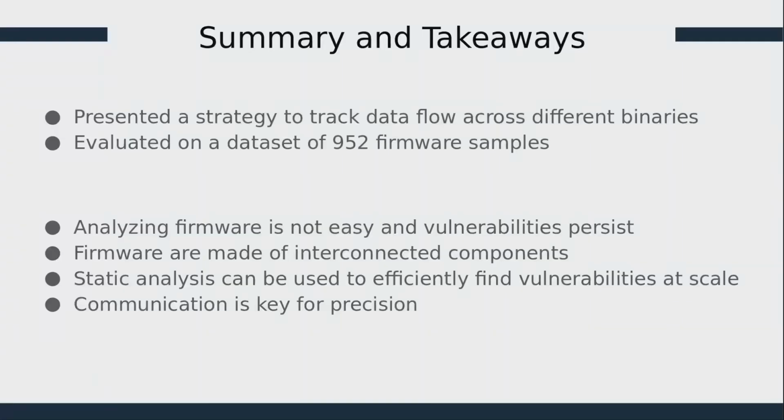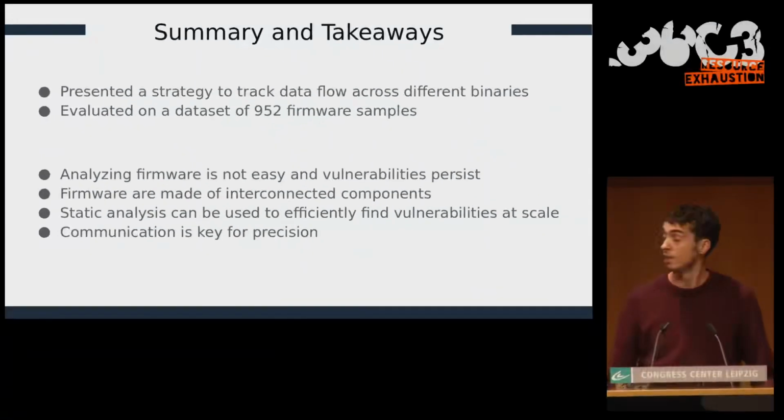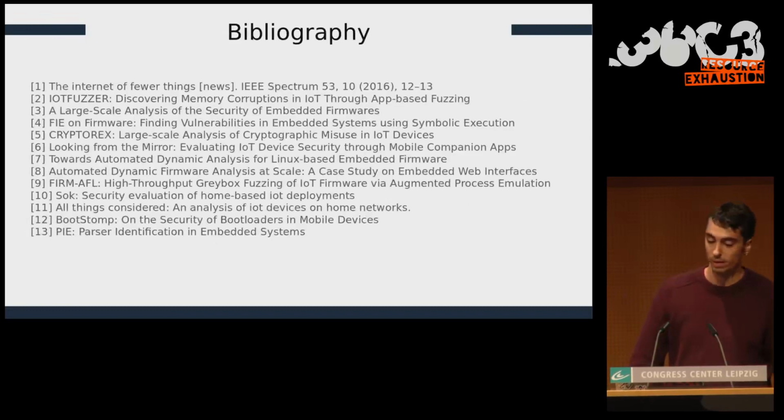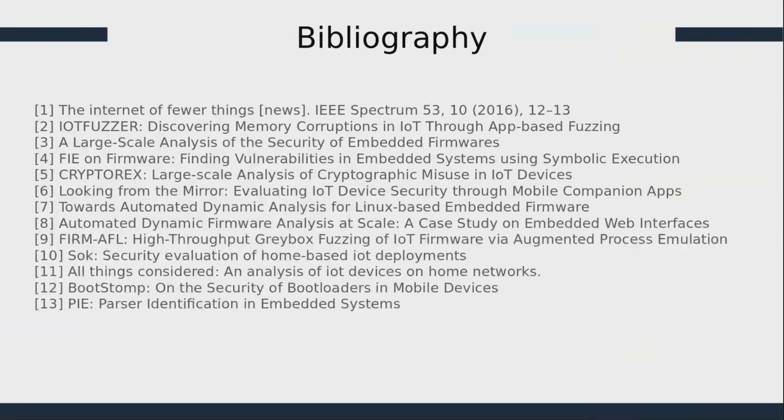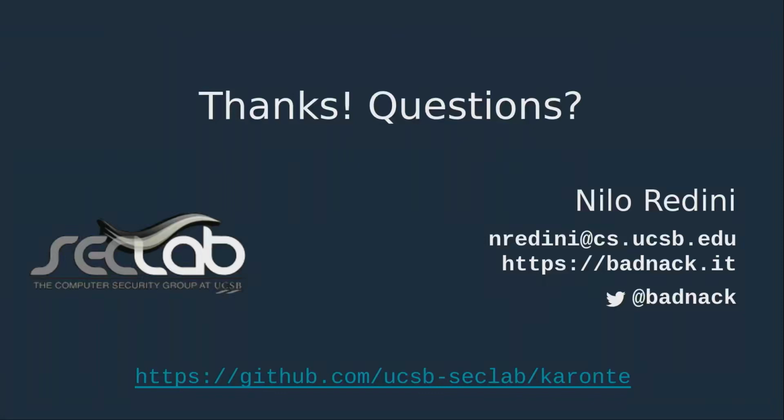Okay. So in summary, we presented a strategy to track data flow across different binaries. We evaluated our system on 952 firmware samples, and some takeaways. Analyzing firmware is not easy, and vulnerabilities persist. We found out that firmware is made of interconnected components, and static analysis can still be used to efficiently find vulnerabilities at scale. And finally, that communication is key for precision. This is a list of bibliography that I used throughout the presentation, and I'm going to take questions.